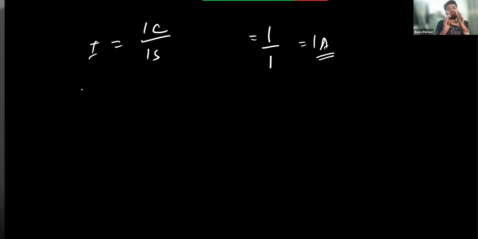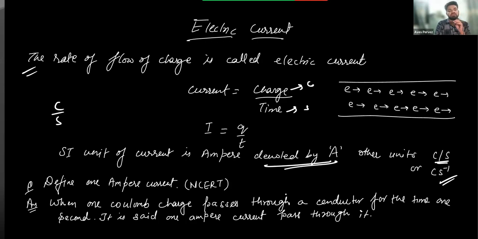So in simple definition, we can say that if 1 coulomb charge flows through a conductor for a time of 1 second, we say that the current flowing through the conductor is 1 ampere. Okay, so please note it down, define 1 ampere.